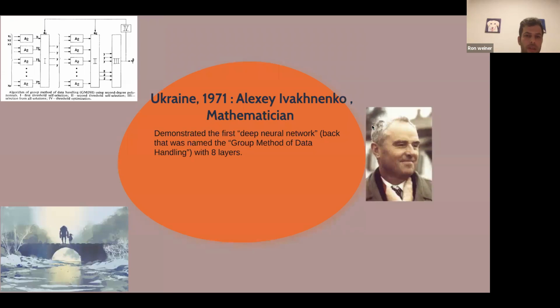A few years later, Alexei Ivakhnenko from Ukraine, a mathematician, proposed something that we treat today as the deep neural network. Back then, he called it the group method of data handling with 8 layers. This was a huge advance in the field, and it contributed a lot regarding the type of problems that it can really solve.